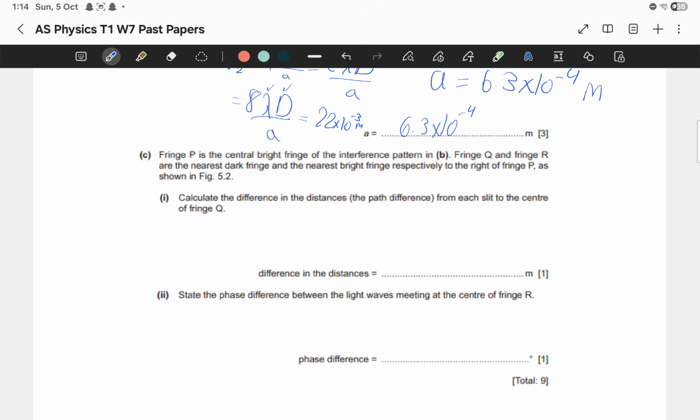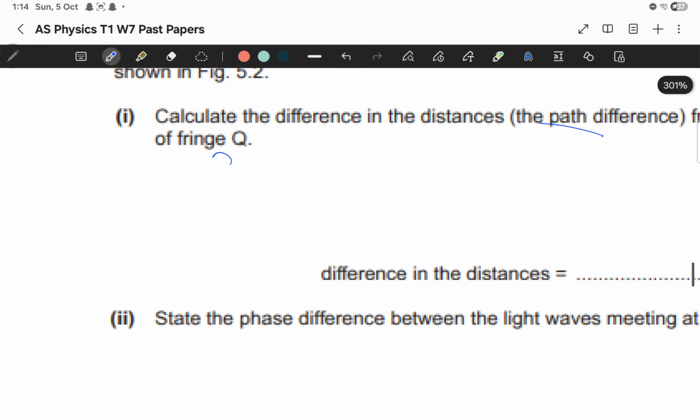So, here. Fringe P is the central bright fringe of the interference pattern in B. Fringe Q and fringe R are the nearest dark fringe and nearest bright fringe respectively to fringe P, to the right of fringe P, as shown in figure 5.2. Calculate the difference in distances. Okay, so we're going to use the formula for path difference. We're going to say delta equals m lambda.